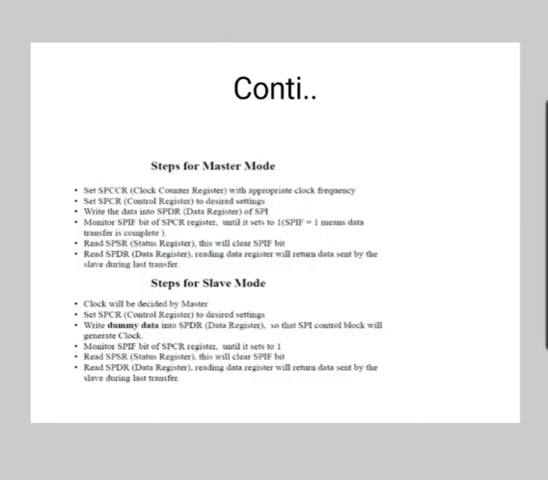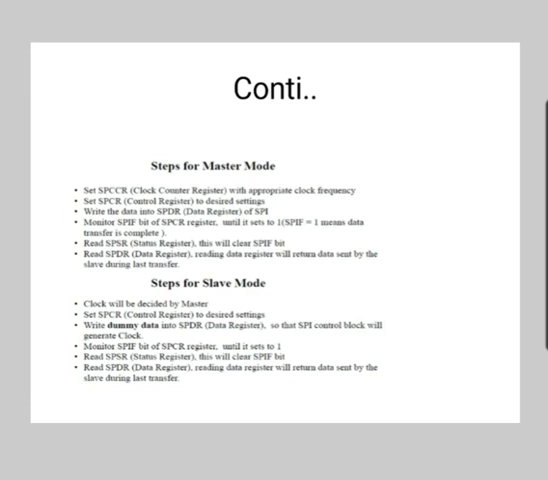Now next are the steps for the master mode and the steps for the slave mode. First, set the clock counter register with the appropriate clock frequency and set SPCR, that is the control register, to the desired setting. Then write the data into the SPDR, that is the data register of SPI. Then monitor the SPIF bit of the status register until it sets to 1. It being 1 means the data transfer is complete. Then read the status register, which will clear the SPIF bit. Then read the SPDR data register. Reading the data register will return data sent by the slave during the last transfer.